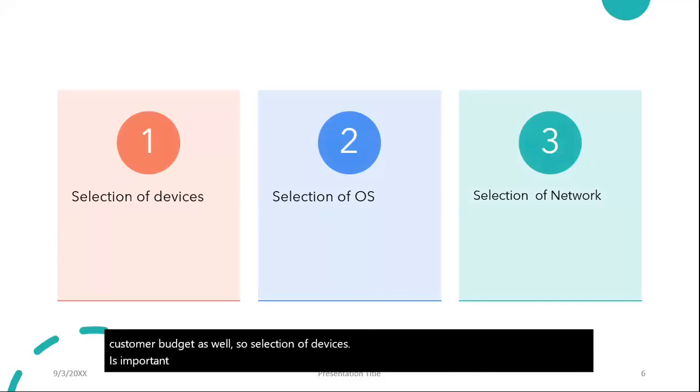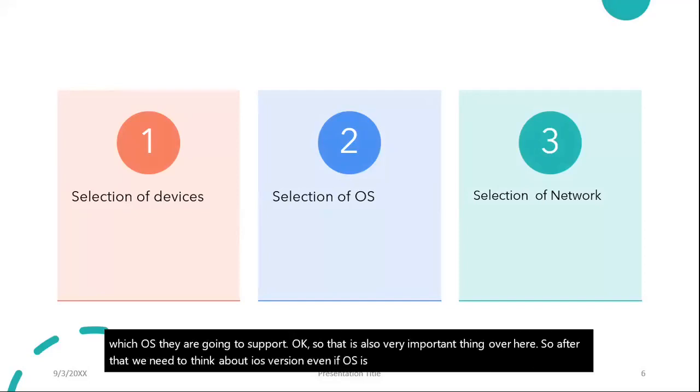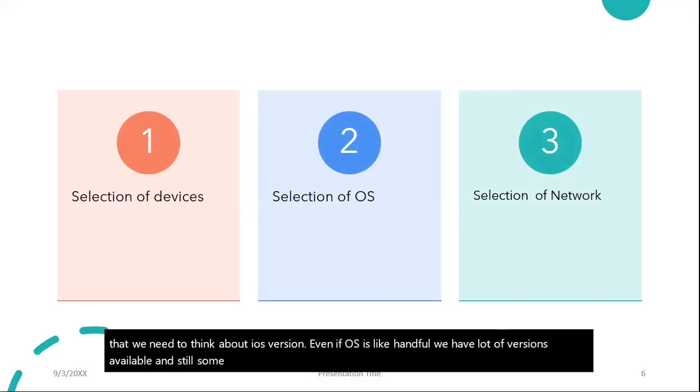Selection of OS is also very important, because we need to get input from the client on which OS they are going to support. After that, we need to think about the OS version. Even if the OS is the same, we have a lot of versions available, and some people are still working on the older version of the OS instead of upgrading it. So we need to think about that as well.